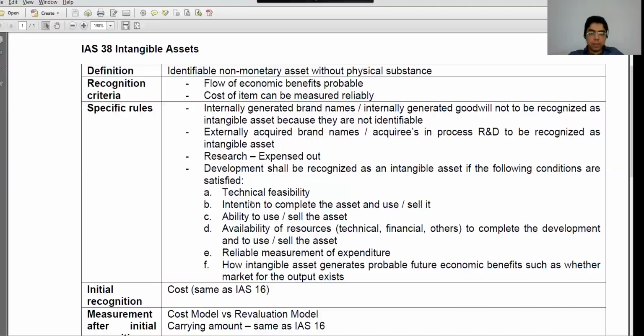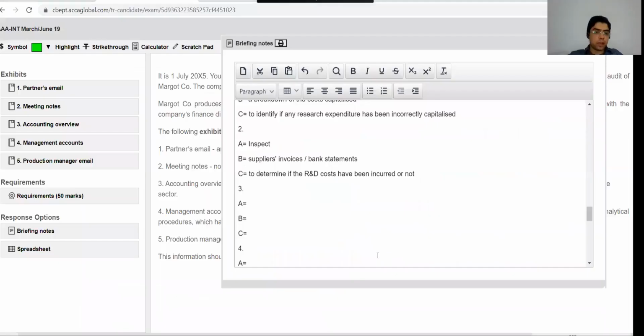So, with reference to its ability to generate future economic benefits, you could inspect market research reports to determine the intangible asset's economic benefits generation capability. And you could determine it that way.